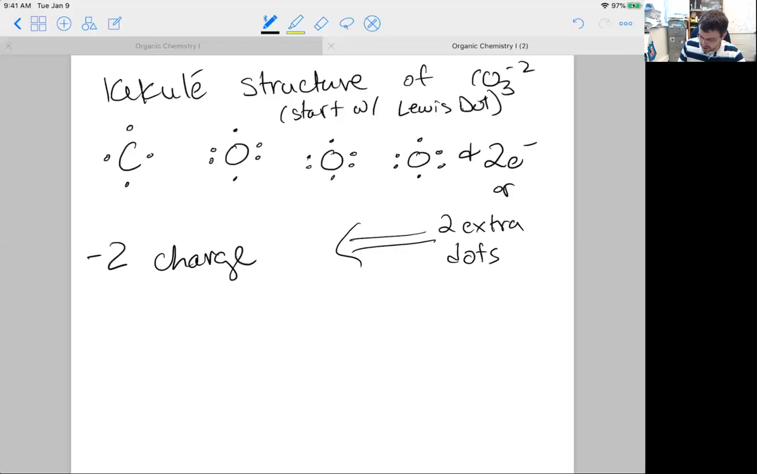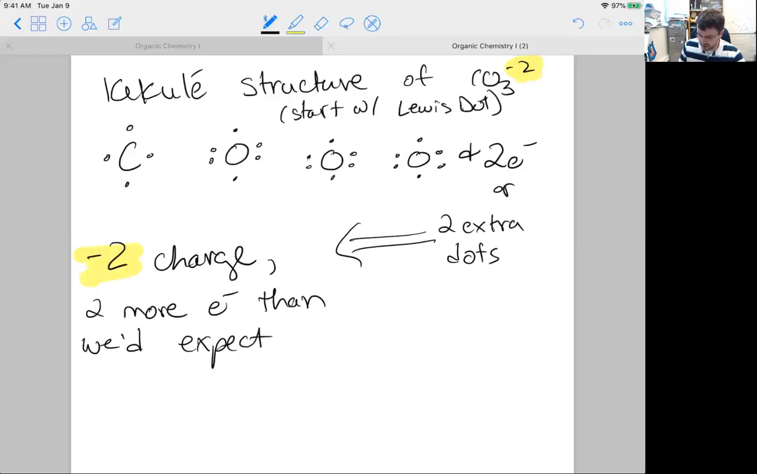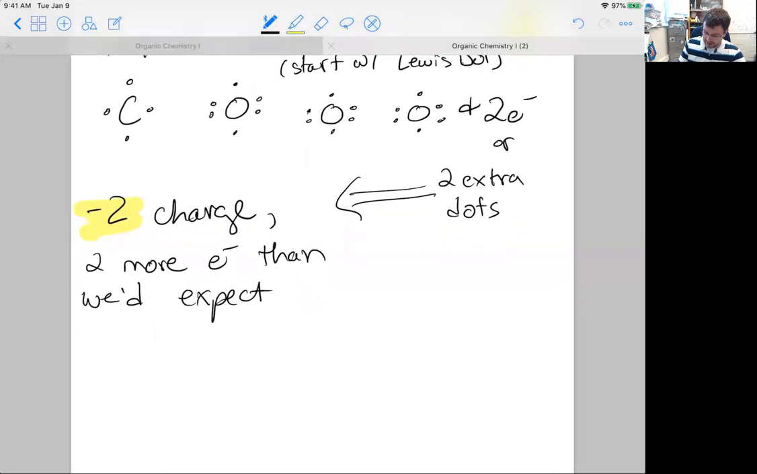As a result of having a -2 charge here in carbonate, we're going to have 2 more electrons than we'd expect. That is to say, if we had CO3, we'd have 1 C with 4 dots, 3 O's, each having 6 dots around them. So we have 2 additional dots that we have to add to our Lewis dot structure. Let's say we've got our C in the center.